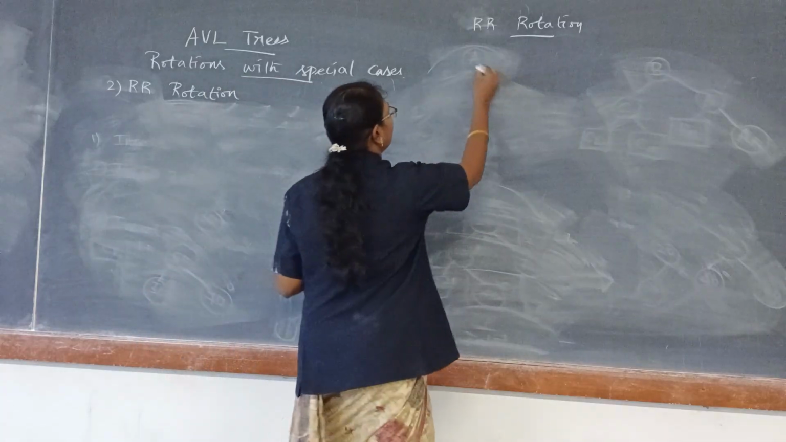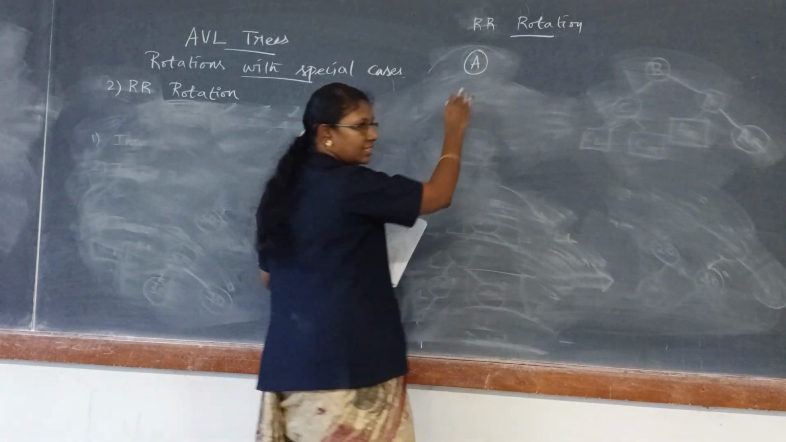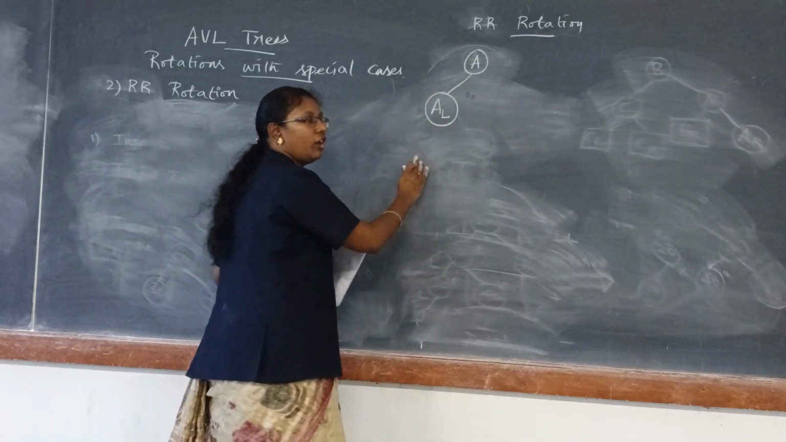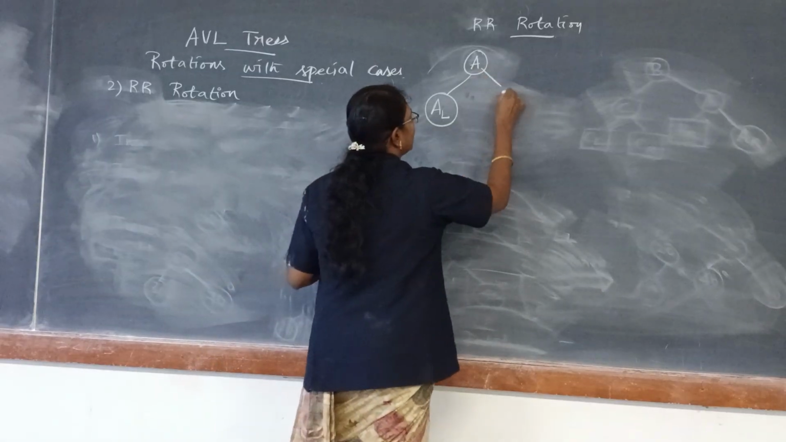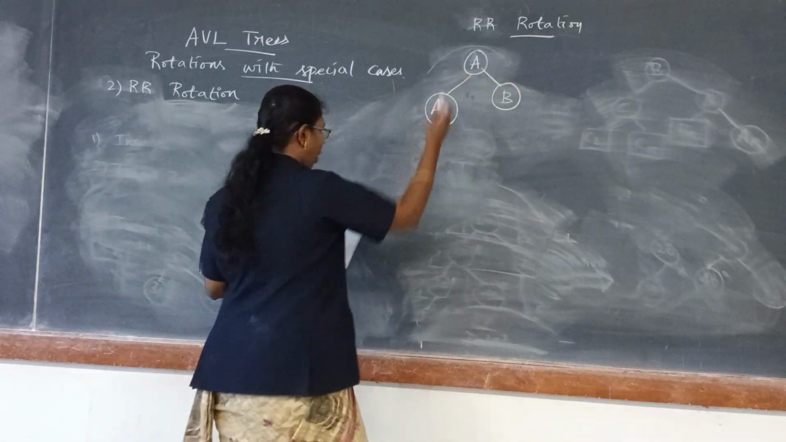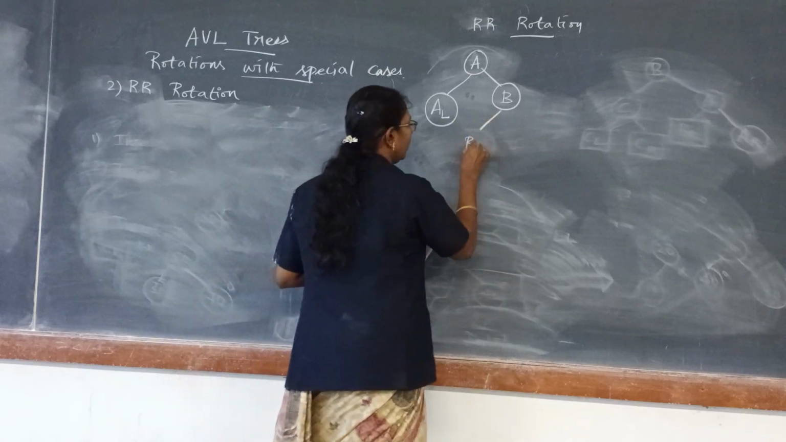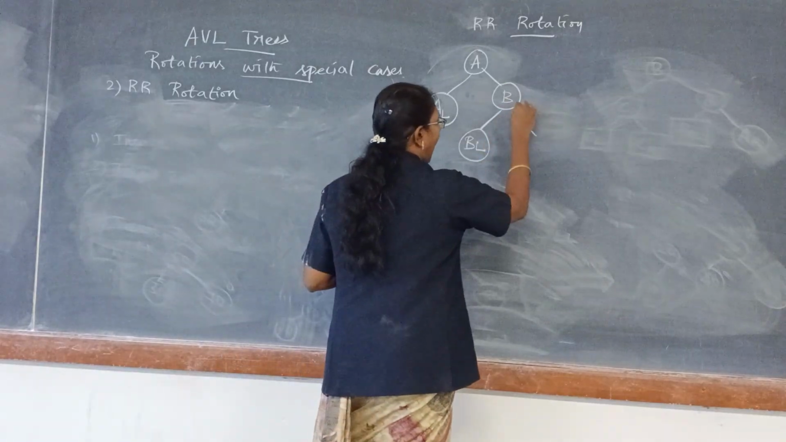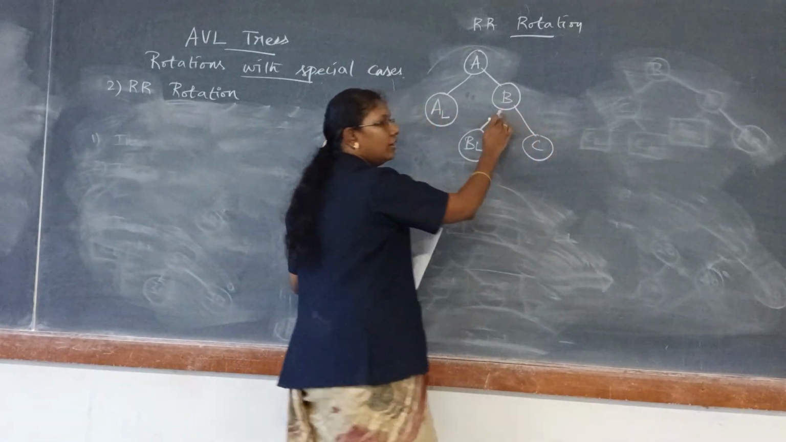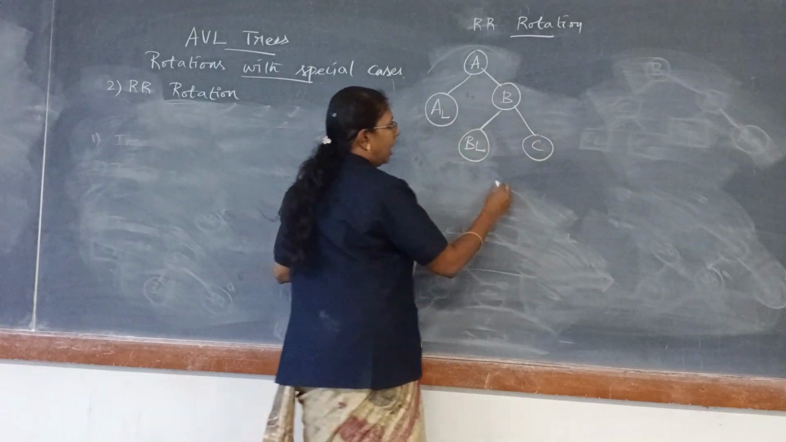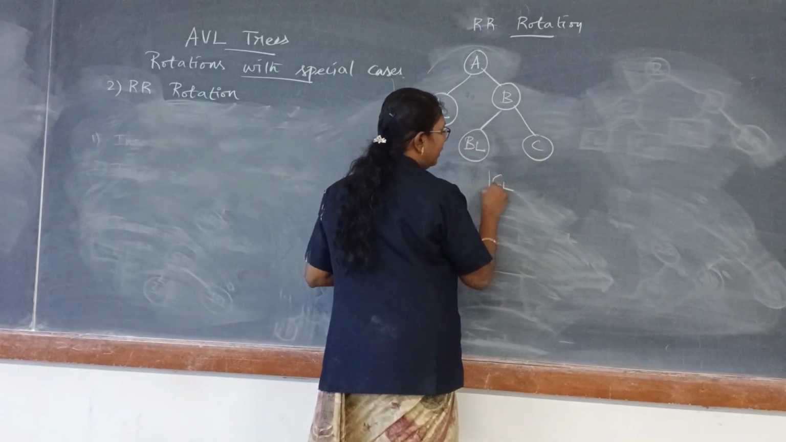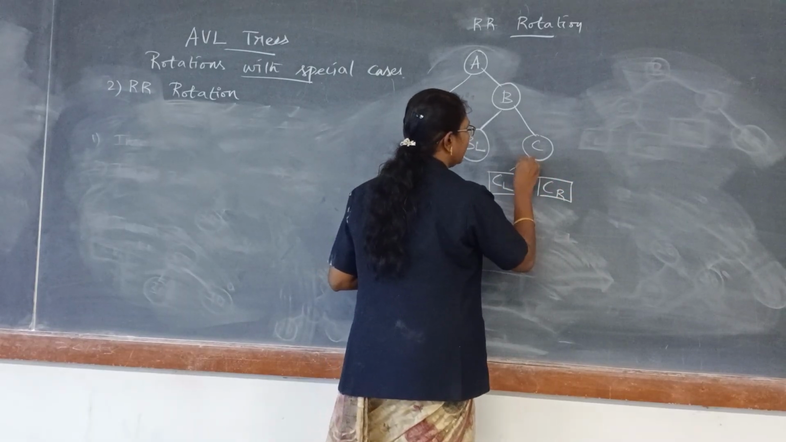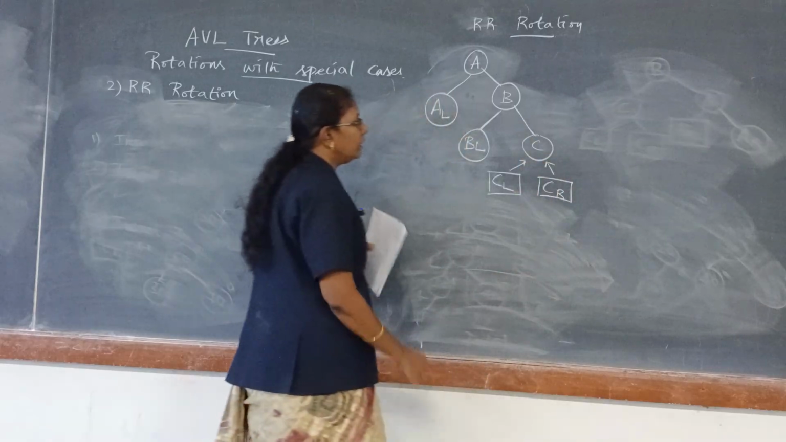Okay, so for this, I'm going to draw the structure. Here, A is the root node, and AL is the left node of A, and B is the right node of A. Now I have one more node called BL, which is the left child of B, and C as the right child for B. Now I'm going to insert either a left child of C or a right child of C at this point. Okay, so what will happen?